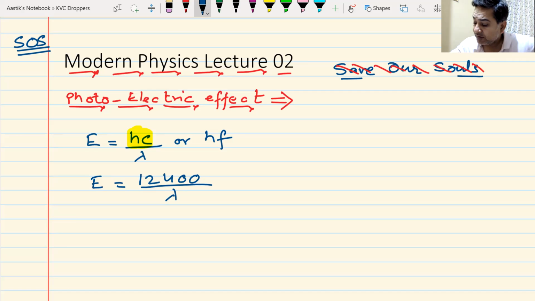12,400. Again, this lambda has to be in which unit? Angstrom. Angstrom unit. And this energy that I get will be in which unit?